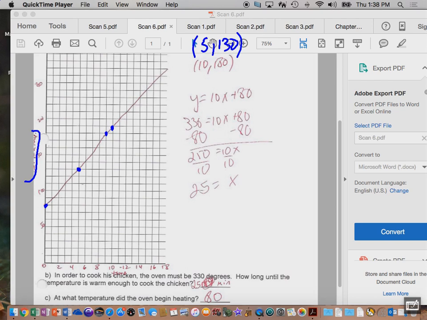Wait, here we go. 5, 6, 7, 8, 9, 10. Now, this is 180 here. It should go right like this. I'm sorry. There we go. Okay. So, you have to make that exact point.